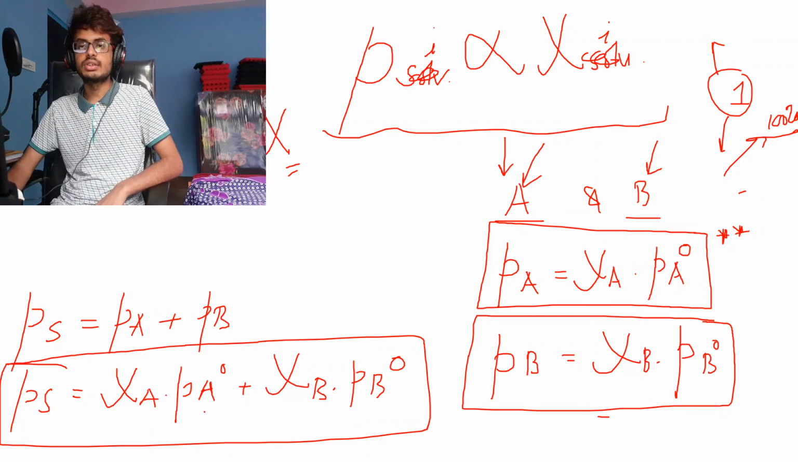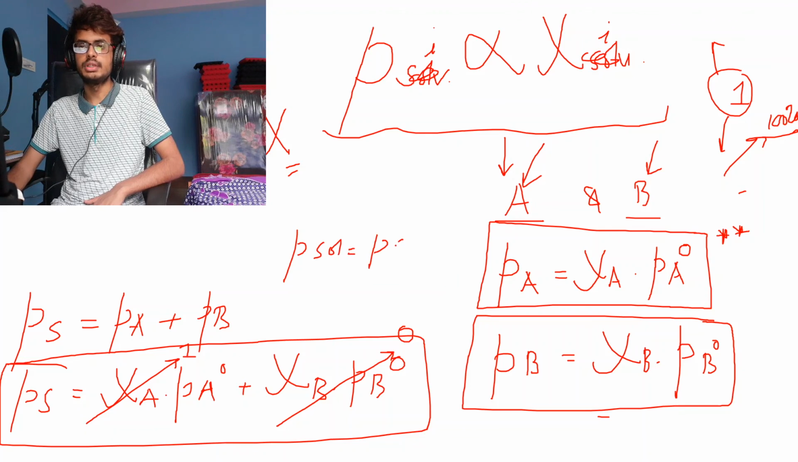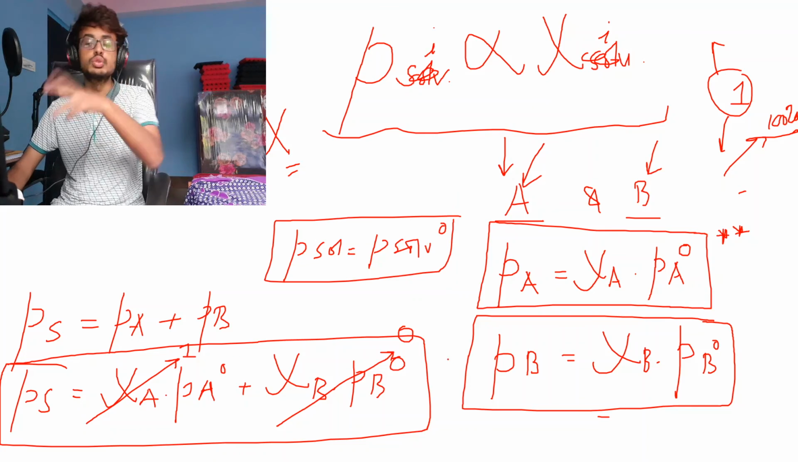So now if there is only A in the solution, this becomes 0, right? Because there is no B. So mole fraction becomes 0. So it will multiply with partial pressure, it will be 0. So now if this is the only thing present, this will be 1, right? And the partial pressure of the solution will be equal to the partial pressure of component A. So that is the thing that I derived there, right? So P of solution will be equal to P of solvent in the pure state. That was the thing that I derived just 2 minutes ago.